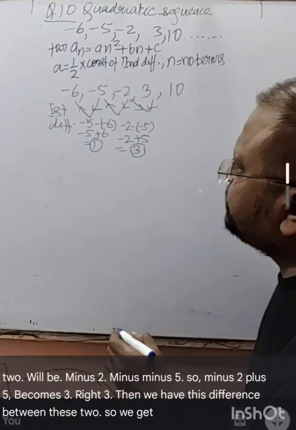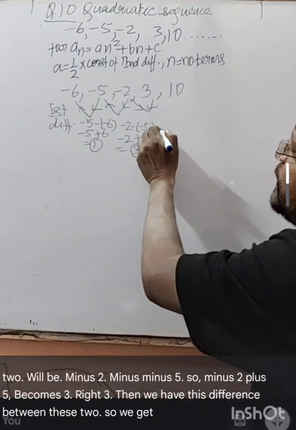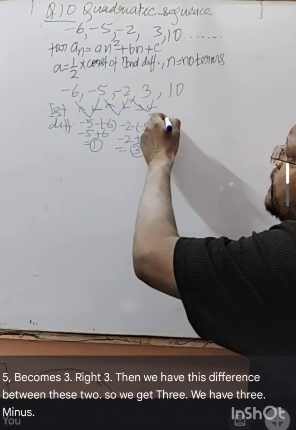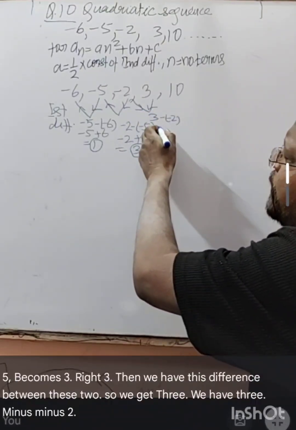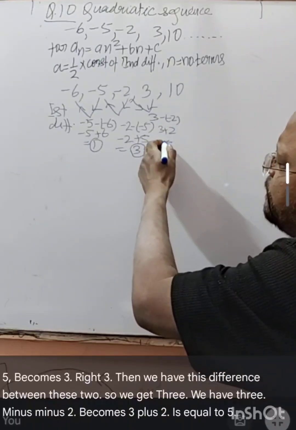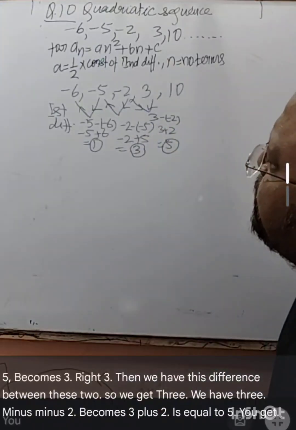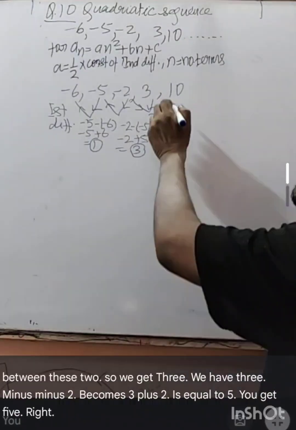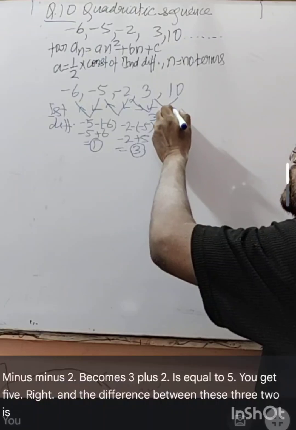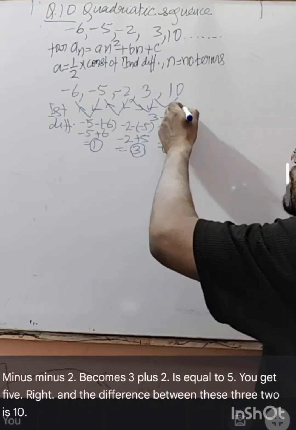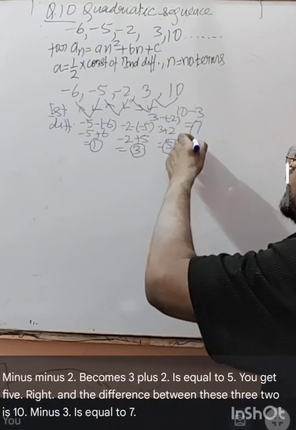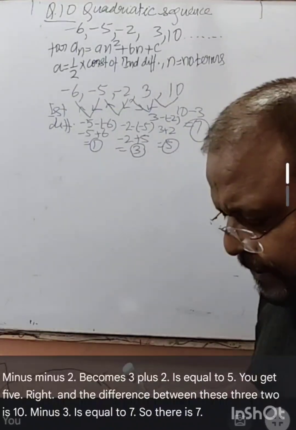So we get 3. We have 3 minus -2 becomes 3 plus 2, which is equal to 5. You get 5, right? And the difference between these two is 10 minus 3 is equal to 7. So there is 7, right?